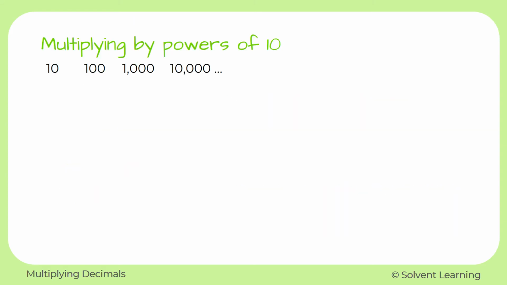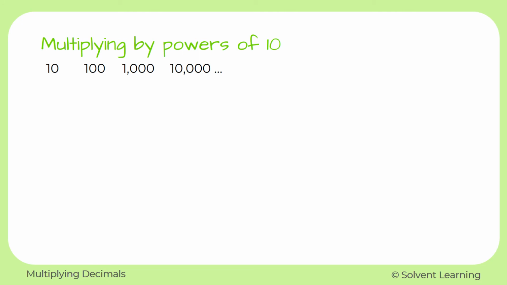Now let's see what happens when we multiply a decimal by a power of 10. Powers of 10 are numbers that have a 1 followed by 1 or more zeros. So that's one way that you can recognize them. Once you learn more about exponents, you'll learn that powers of 10 are equal to 10 raised to the first power, 10 squared, 10 cubed, etc. But the simple way to recognize them is that they have a 1 followed by 1 or more zeros. So we have 10, 100, 1,000, 10,000, and we can go on and on forever.